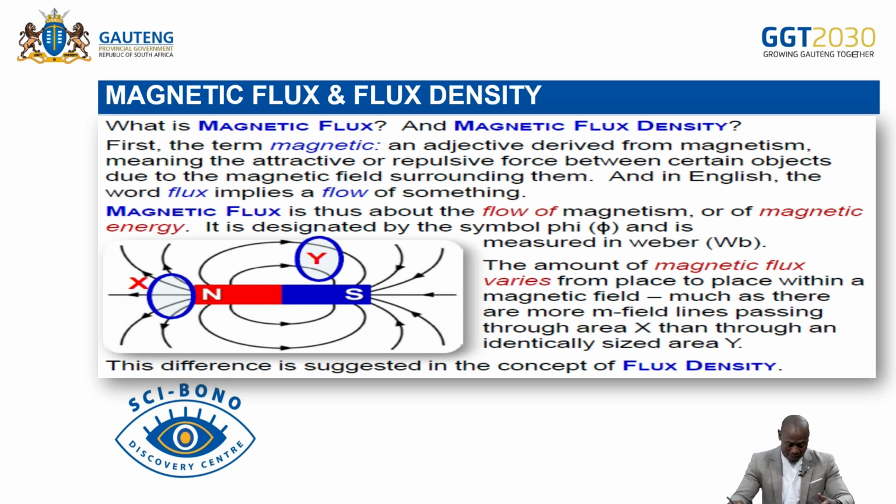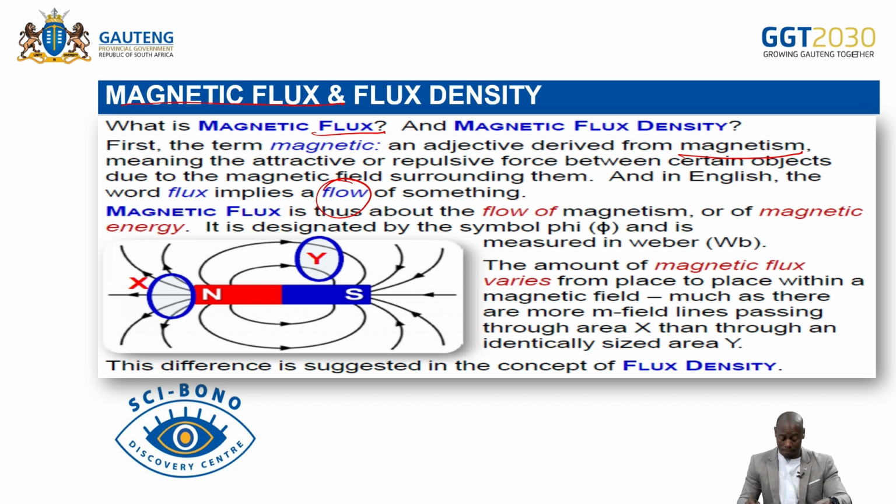Then these are some of the things that we need to talk about: the magnetic flux and the flux density. So when we talk of magnetic flux, because we are going to use this a lot, the word magnetic is from the word magnetism, all right? And then the word flux, it means flow, right? So magnetic flux is about the flow of magnetism, or magnetic what?